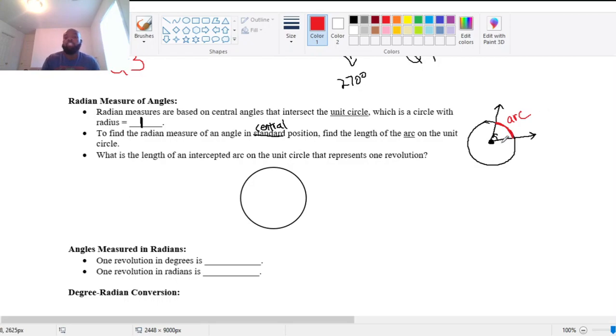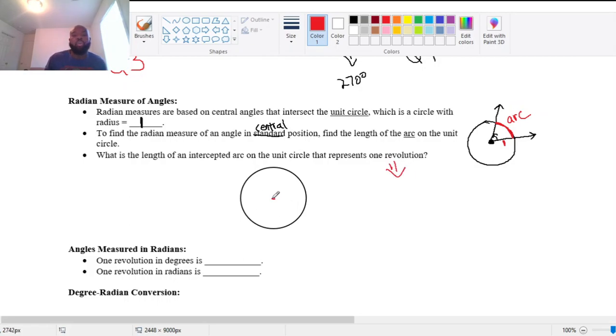And so if this is our unit circle, then the length of this arc is going to be your radian measure, all right? That's just how radian measures are defined. And so one of the things that help us get to our radian measures and allow us to convert from radian measures to degree measures is answering this question here. It says, what is the length of an intercepted arc on the unit circle that represents one revolution, right? So we're talking about one revolution here.